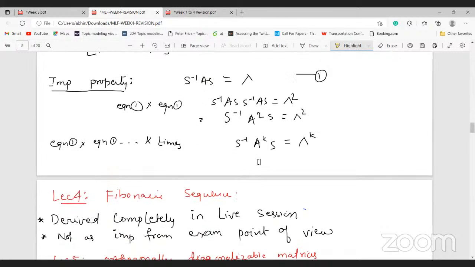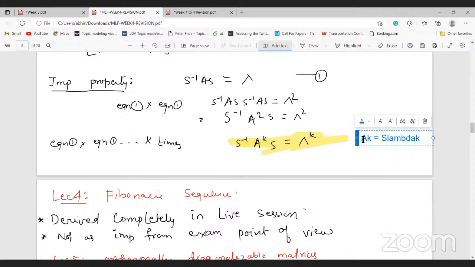Next, S inverse A to the power K S equals lambda to the power K. If you want to find the kth power of your matrix A, then you use this. S will go to the other side, so it will become S lambda to the power K and then S inverse. This is how you find the kth power of A. This is the importance of this equation, nothing else.